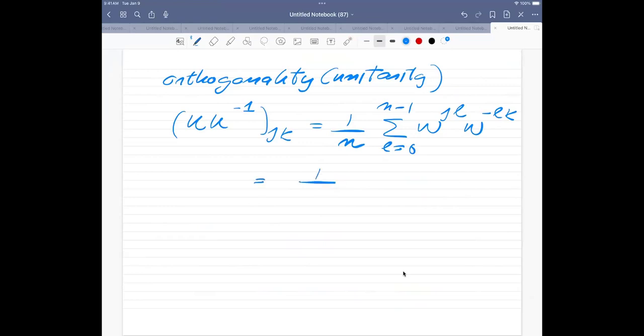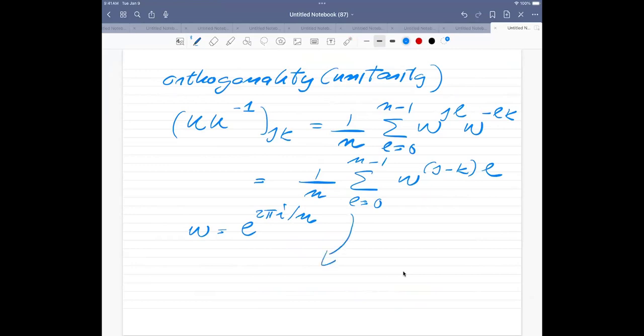And this is something which is equal to 1 over n, and then a sum over L equals 0 to n minus 1, and then I have an omega of j minus k to the power of L. And then you simply have to go back and look at the definition of omega, which is e to the 2 pi i divided by n. And then you can see that this one is equal to 1.